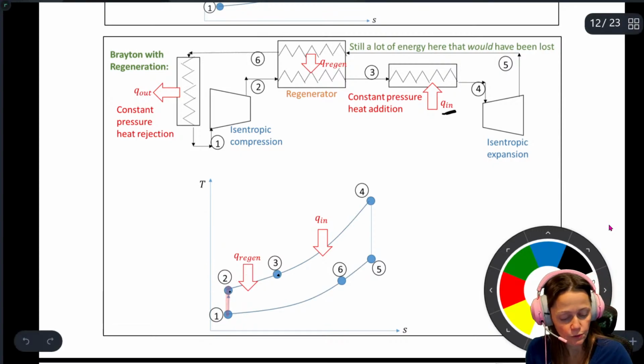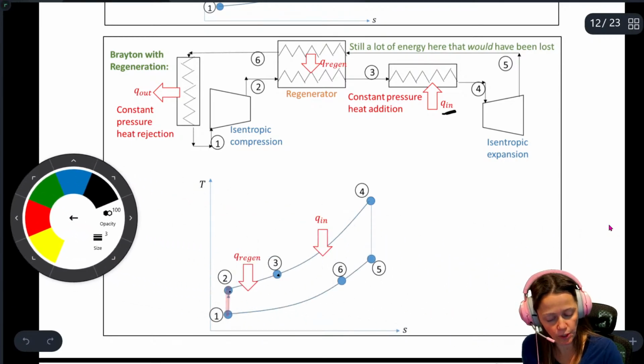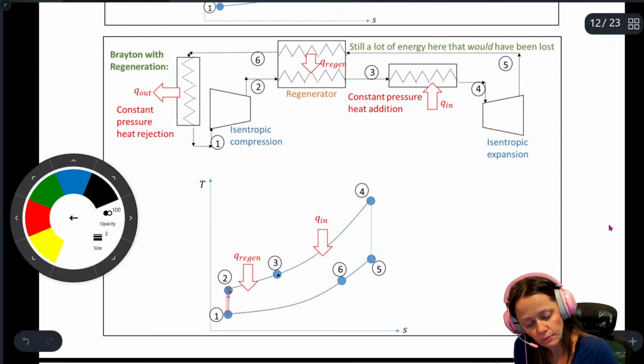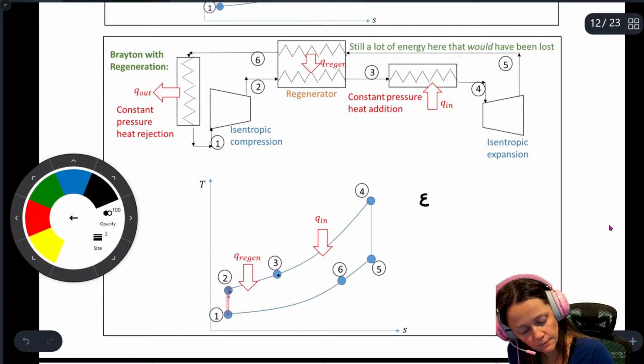Okay, so if you haven't watched the video, I would encourage you, please do make sure that you understand what's going on and why. For our regenerator, we have what's called regenerator effectiveness.